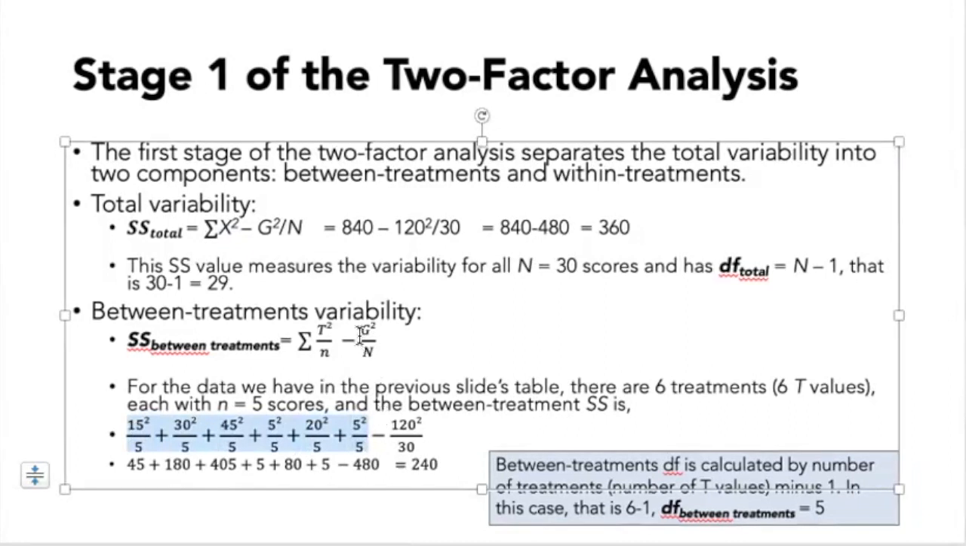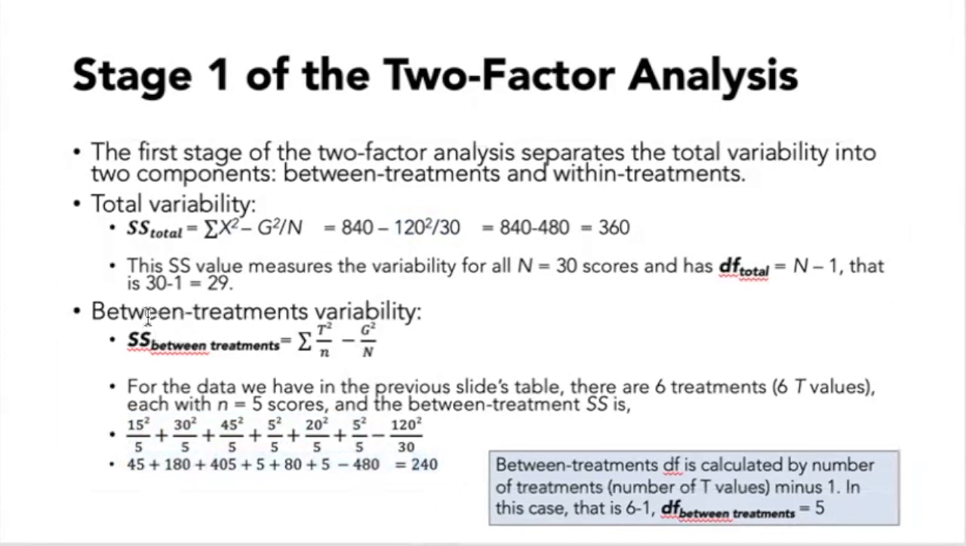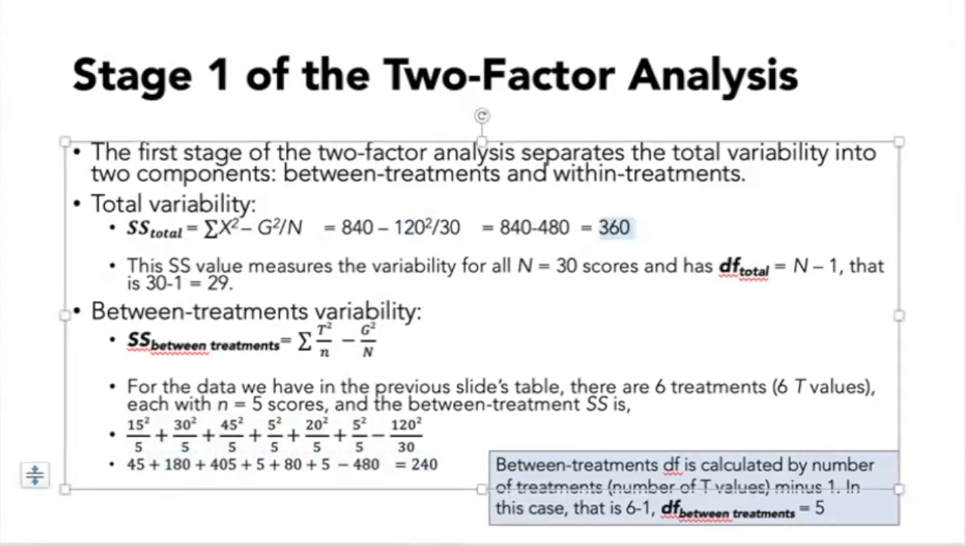This is divided by g squared over n. It is the same thing that we have here, 120 squared over 30. And when you do this particular computation, the result is going to be 240. So this is the between treatment variability. Total variability is 360. Between treatment variability is 240. I will just underline this so that you can easily notice what we just discussed.